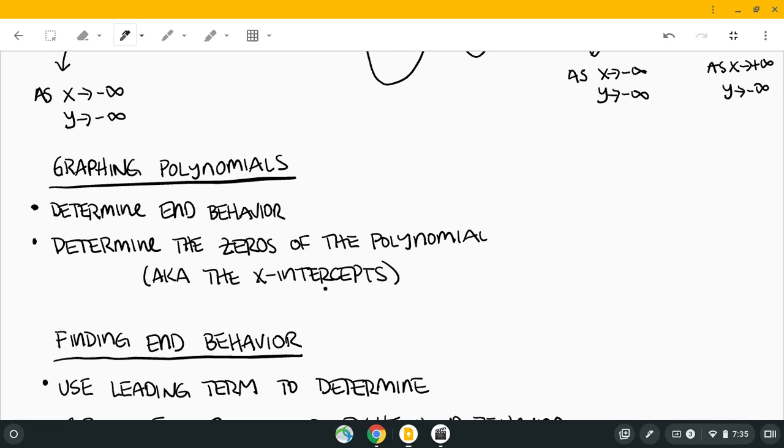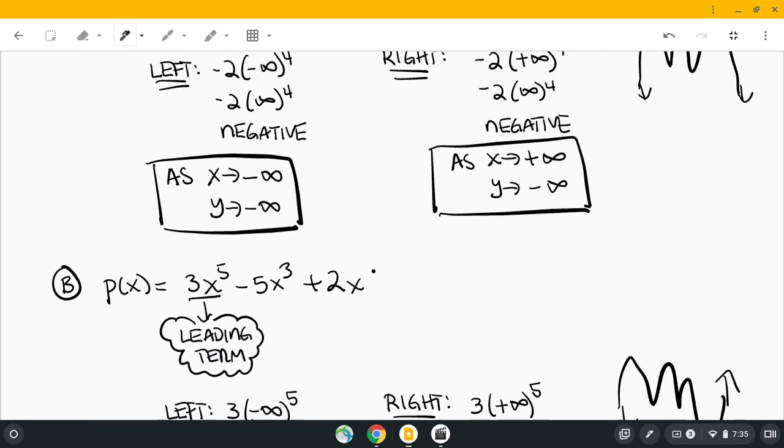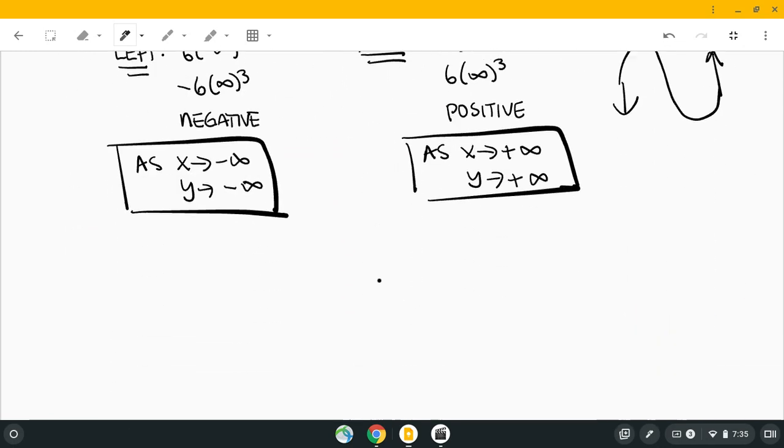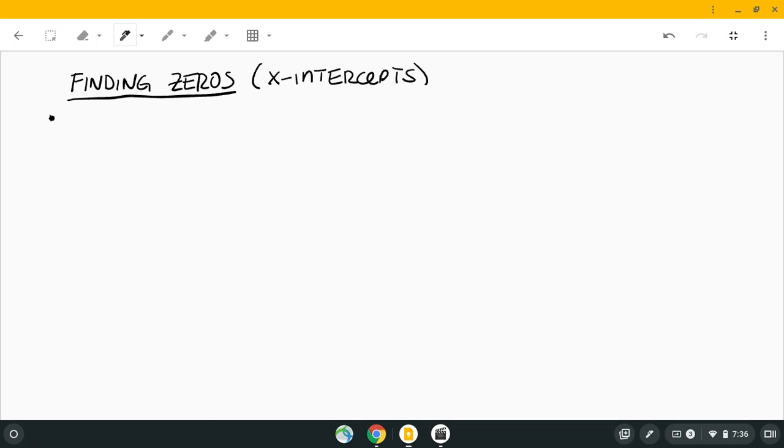And the zeros, again, are just the x-intercepts. And you've worked with x-intercepts before. That's whenever you let the y be 0 and you solve for x. Okay, so take notes. All right, finding zeros. These are the x-intercepts. So we let y equals 0 and we solve for x.